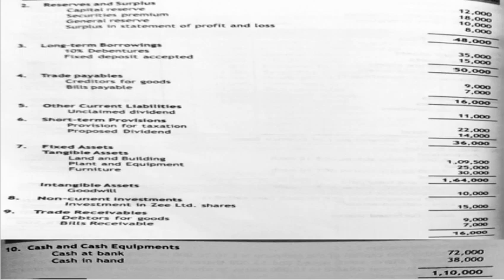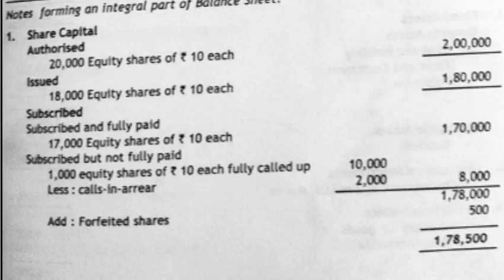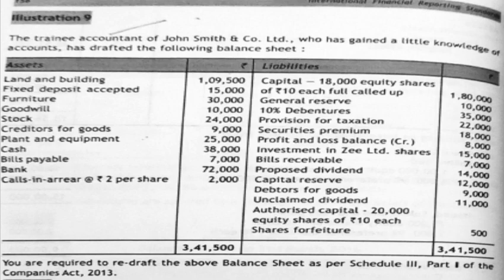According to the working note, the first working note, which forms an integral part of the balance sheet, is share capital. Authorized, as per the question, is 18 lakh capital, 18 lakh equity shares of rupees 10 each, which is called up, which is 18 lakh.